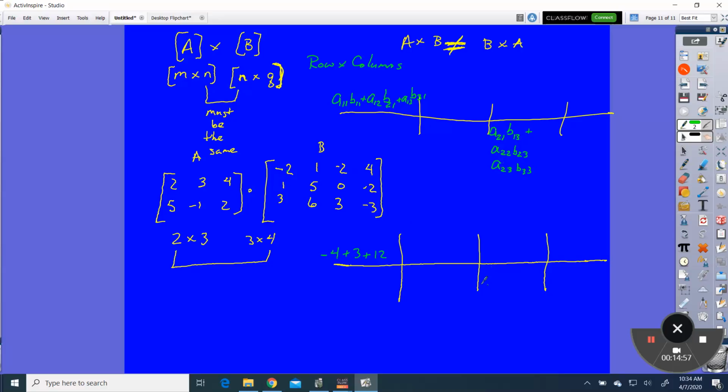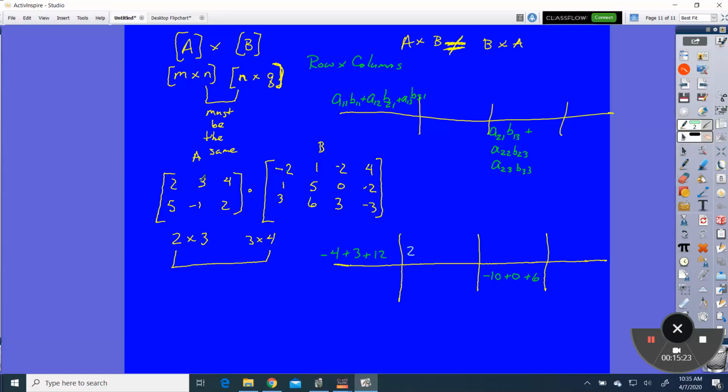So anyways, if I were to do that right here, so 5 times negative 2 is negative 10. Negative 1 times 0 is 0. And 2 times 3 is 6. So now let's just work methodically across, okay? So now I'm going to go first row, second column. So the first one in the row to the first one in the column. 2 times 1 is 2.